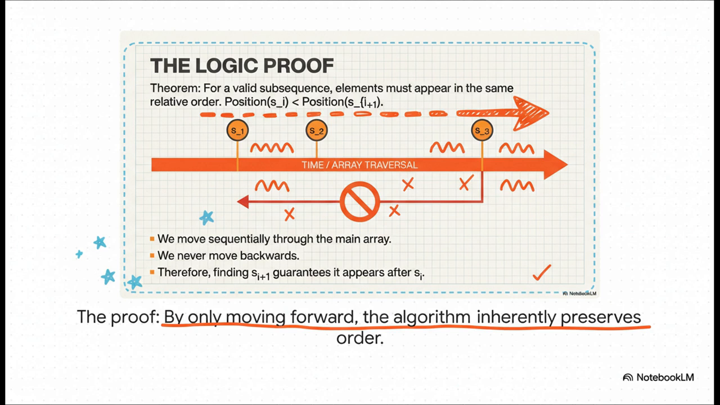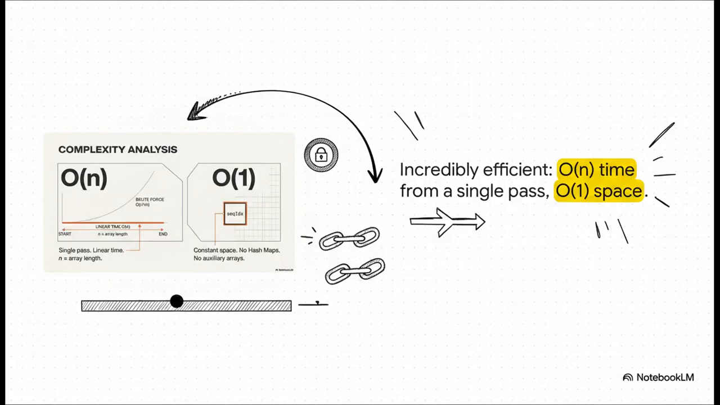Because of that, if we find our second target, we have an absolute guarantee that its position in the array comes after the position where we found our first target. That single-pass, forward-only motion is what naturally preserves the order for us. It's built right in. And that simple logic also explains why it's so incredibly efficient.